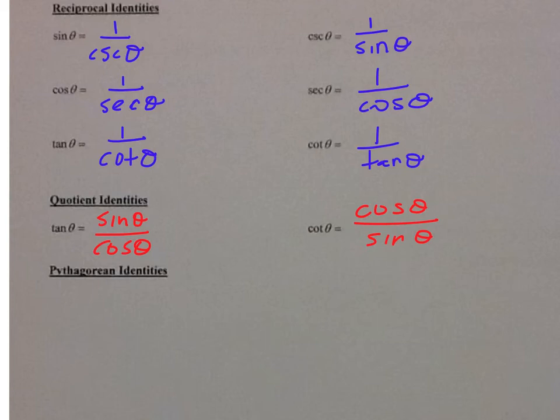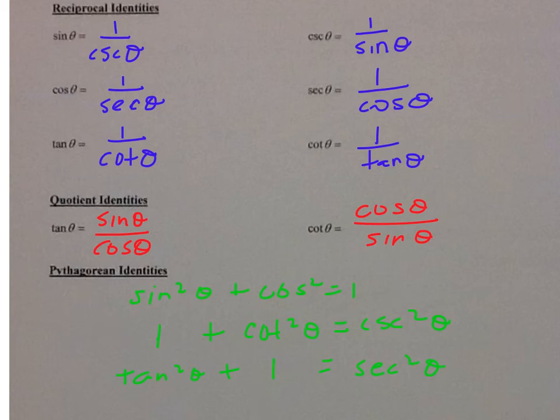So that is sine squared theta plus cosine squared theta is equal to 1. If I divide everything by sine squared theta, I get 1 plus cotangent squared theta is equal to 1 over sine, which would be cosecant squared theta. And then the other one would be, if I divide everything by cosine squared, tan squared theta plus 1 equals secant squared theta.